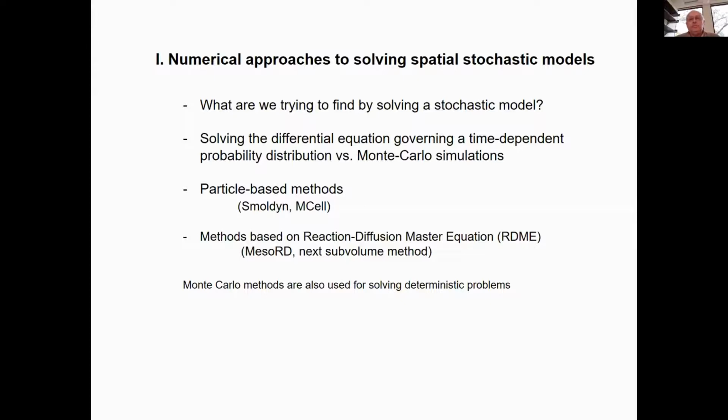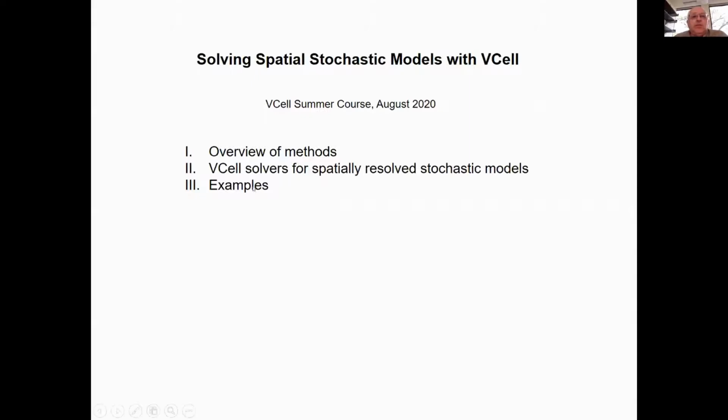Okay, so I'm going to tell you about solvers that Virtual Cell provides for solving spatially resolved stochastic models. So basically what I'm going to do is, number one, overview methods. Number two, explain what the VCell solvers are, what capability of VCell you could use to solve spatially resolved stochastic models, and a couple of examples.